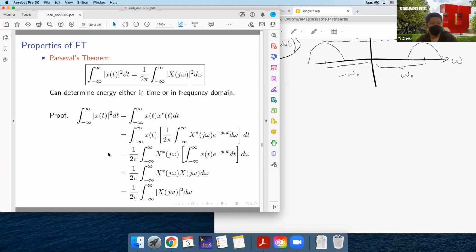So I will skip it. It's basically, in the first step, you replace this square by x(t) times x(t) conjugate. And then both of these two signals can be represented by the inverse Fourier transform. So that's how you introduce the frequency, the spectrum into this integration. And then you can switch the order of these integrations and simplify them. You can get the final result. Okay, so this is the Parseval theorem.